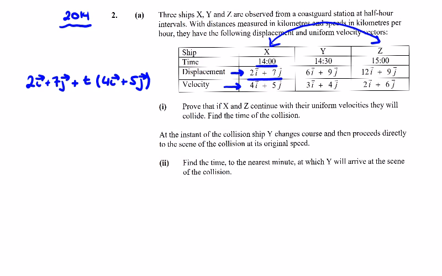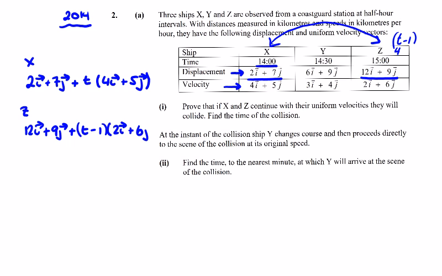So ship X leaves at 2, ship Z leaves at 3, so this is an hour later. So ship X is going for 5 hours, ship Z will be going for 4 hours, so this will be 1 hour less, t minus 1. So we'll have the same for Z. Z is going to be in the position 12i plus 9j when it's observed. And then it's going to be an hour later, t minus 1, and its velocity is 2i plus 6j.